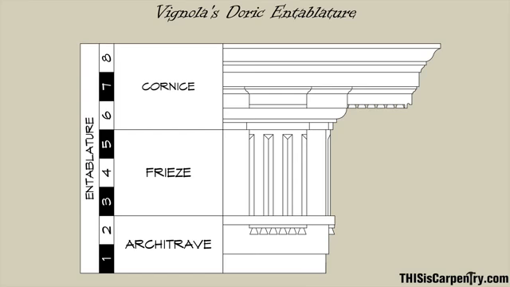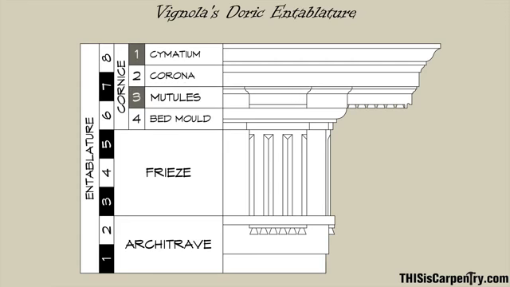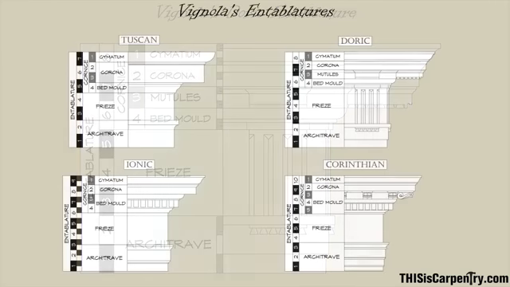Next, he breaks down the cornice by dividing its height into 4 equal parts, giving 1 part each to the cimatium, corona, mutils, and bed mold. This system of equal parts continues, drilling down even further in order to find the dimensions of even the smallest detail of the molding profiles, if you ever need to go that far.